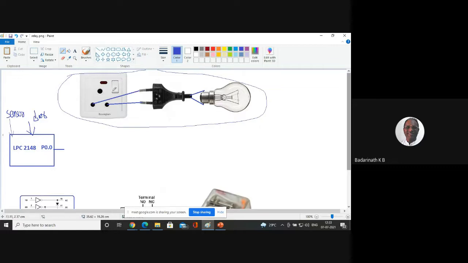Or whenever it is night, it is automatically on. In the morning, if you don't switch it off, it can be switched off automatically based on the light sensor. So many things you can implement whenever you are able to handle high power devices and connect them to the microcontroller. Let's see what the challenges are.